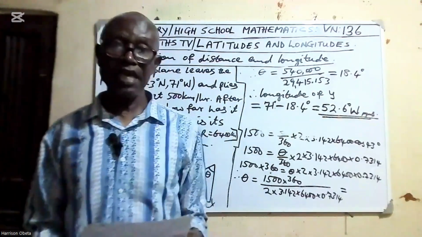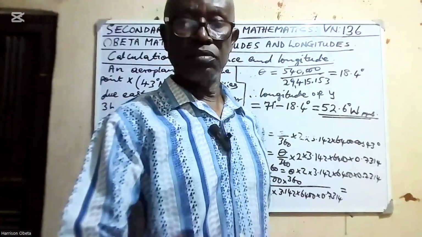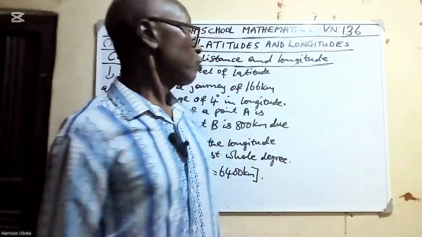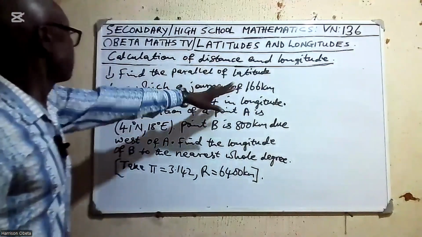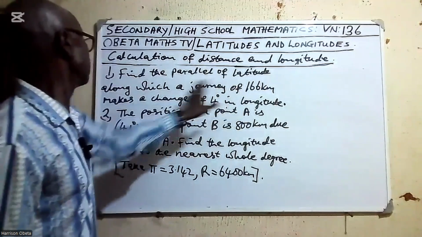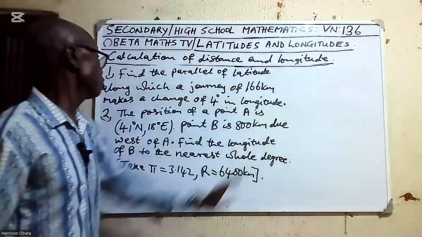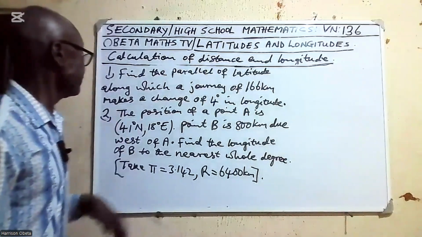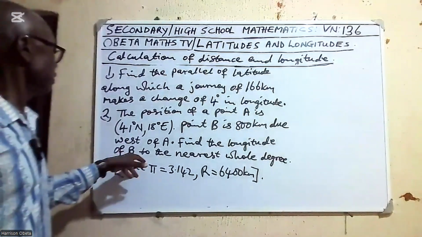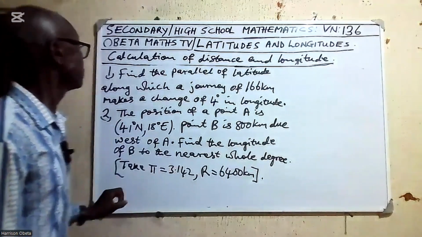But before I leave finally, I would like to give you some questions. I have 2 questions on the board, and the first one is to find the parallel of latitude, which a journey of this makes a change of this in longitude. The second one, we have to find the longitude of B to the nearest whole number.